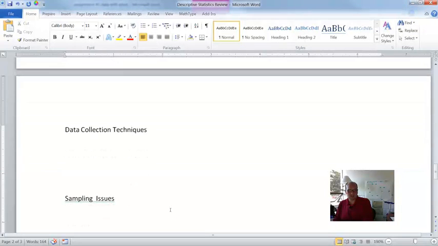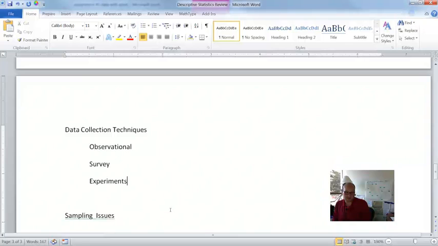Next, data collection techniques. We just barely got done talking about this, so I'm not going to go into depth too much about it. But we basically came up with 3 ways that data are collected: observational, survey, and experiments. Remember, there are advantages and disadvantages of each of these.